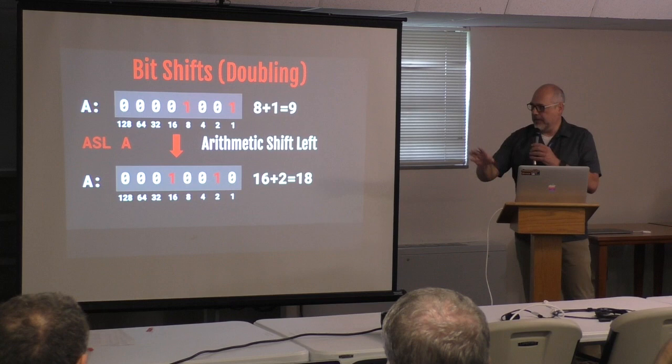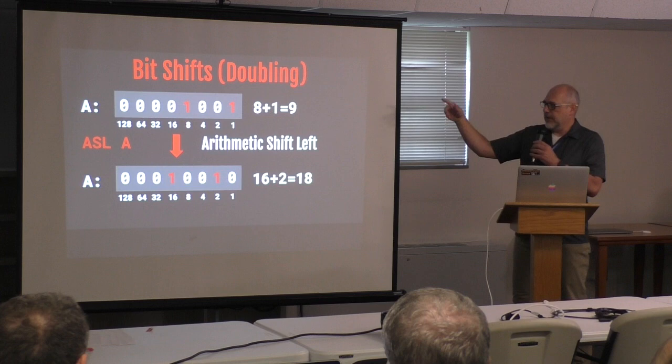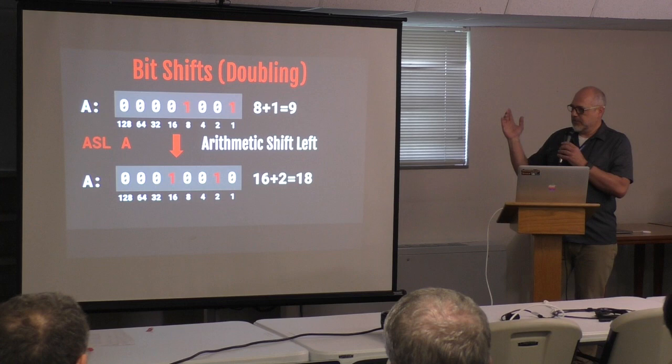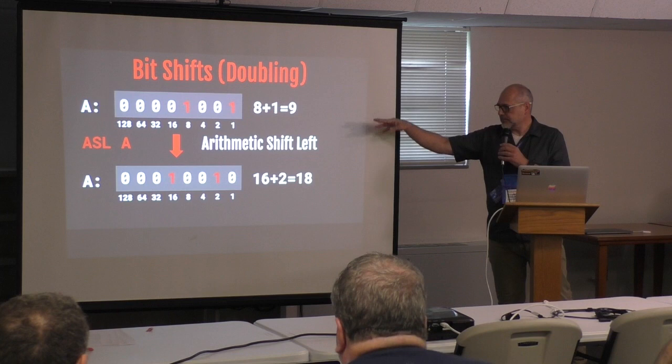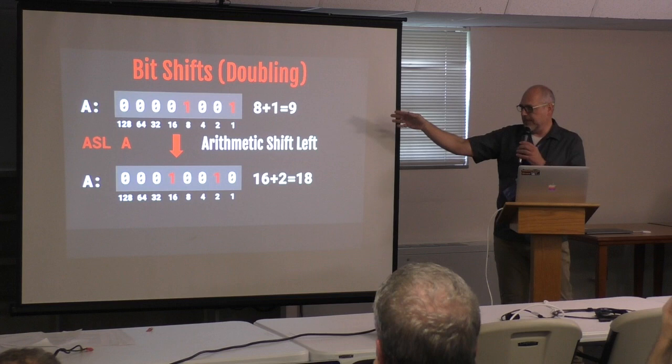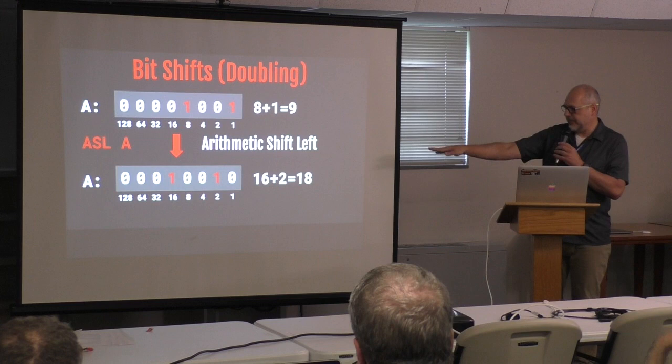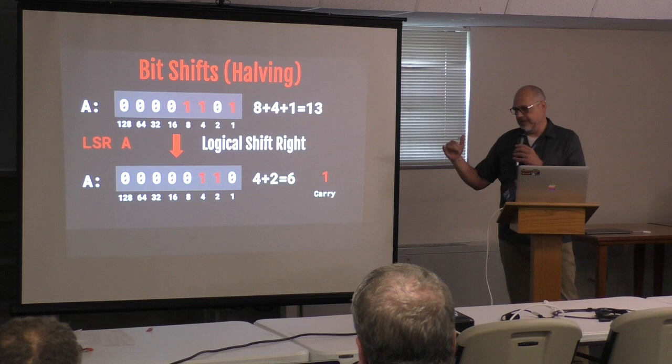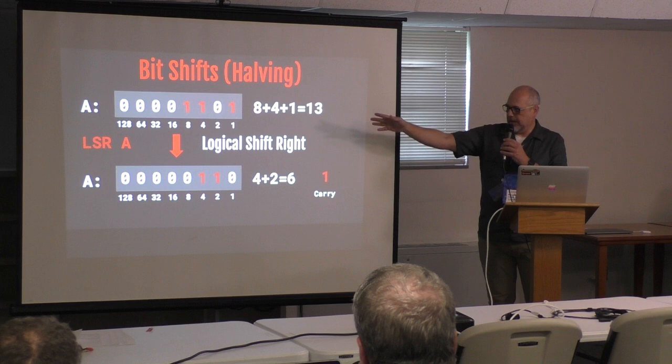But thinking about some of the commands available on the 6502, there are bit shifts. One of the properties of binary numbers is that if you shift all the bits one spot to the left, it effectively doubles the number. So on the top, there's a bit set in the eighth position, in the ones position, that represents 9. You shift that over, it's in the 16th position, in the 2 position now, and it's 18. And if you go the other way, you can halve the number, like integer division. The least significant bit will fall into the carry.